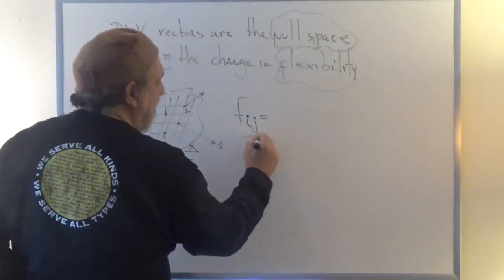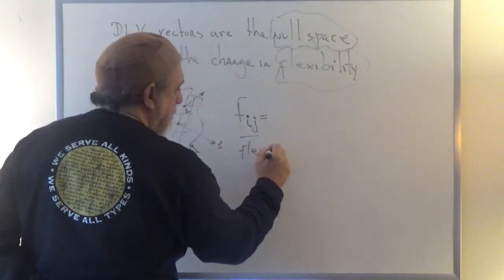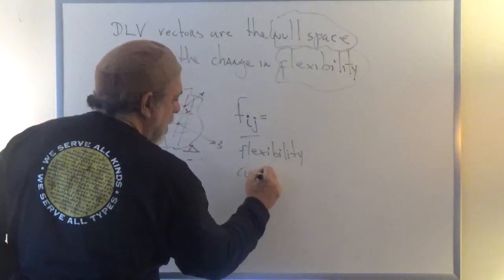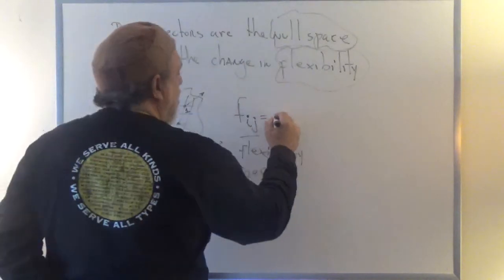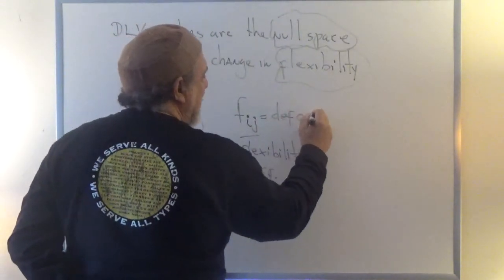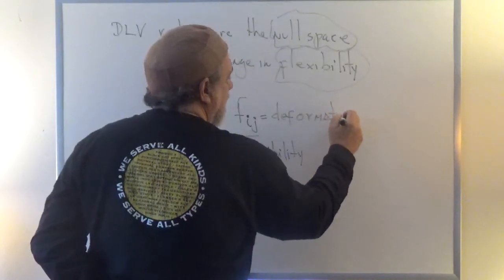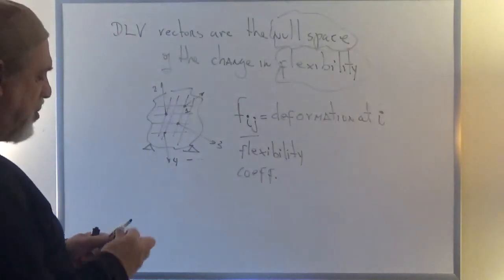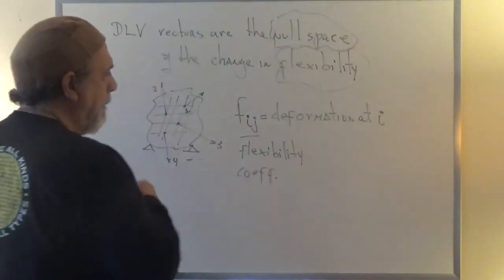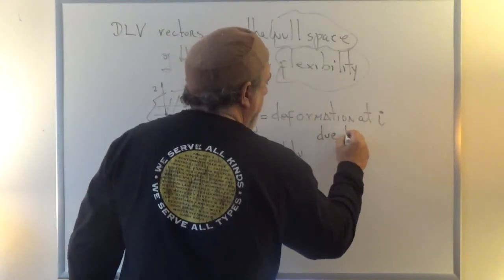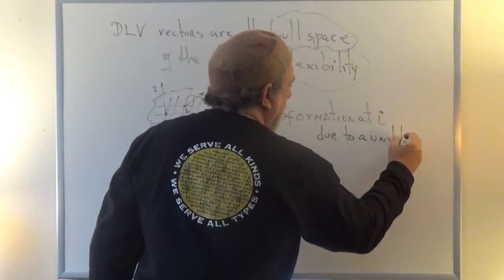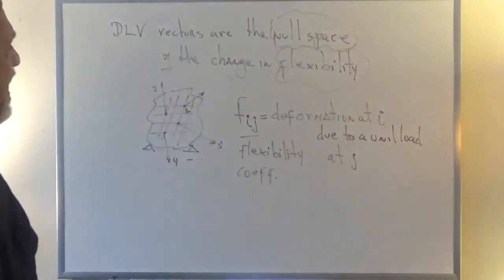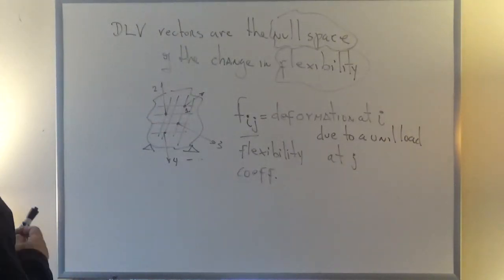So we say that Fij is a flexibility coefficient. Fij is the deformation at I due to a unit load acting at J.